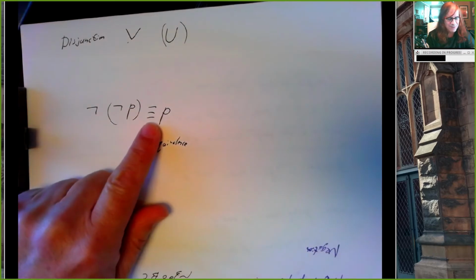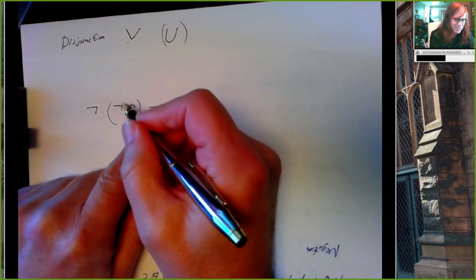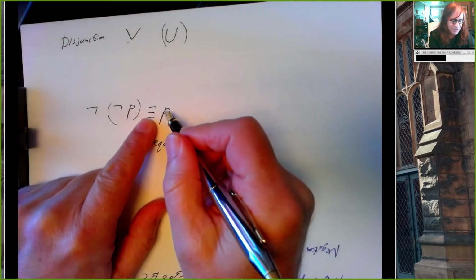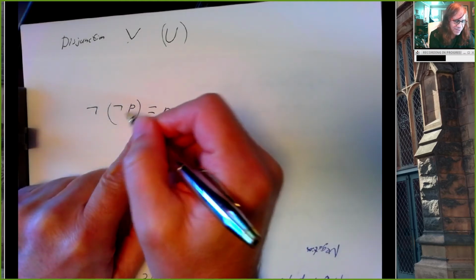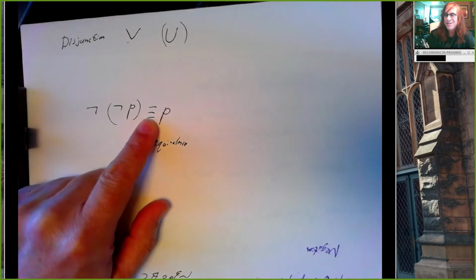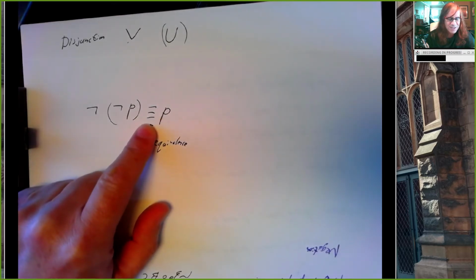Now technically, if I write an equal sign, I'm saying this is exactly the same thing as that. Well, here I made 1 stroke without lifting my pen. Here I had to lift my pen 3 or 4 times. They can't be the same thing, right? But logically they're equivalent. They mean the same thing.